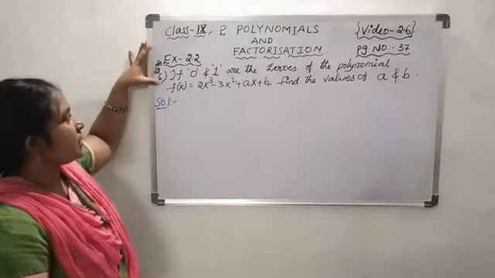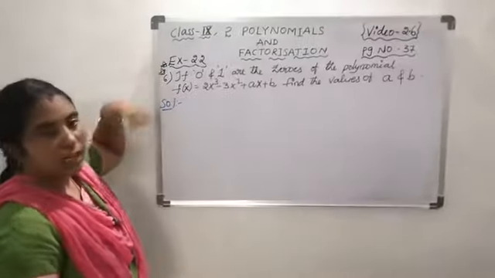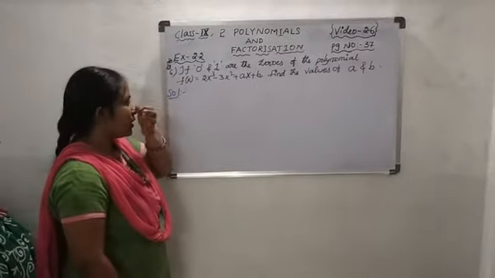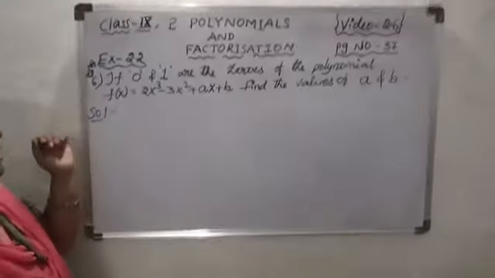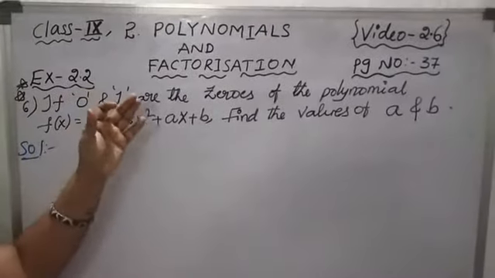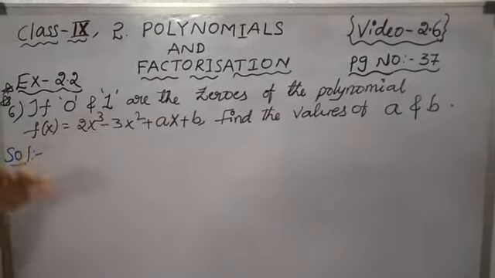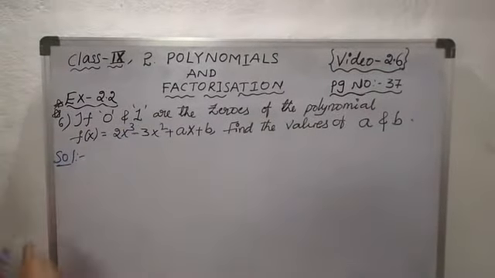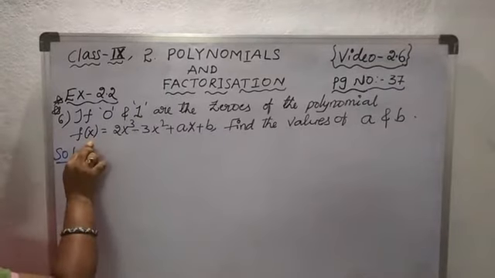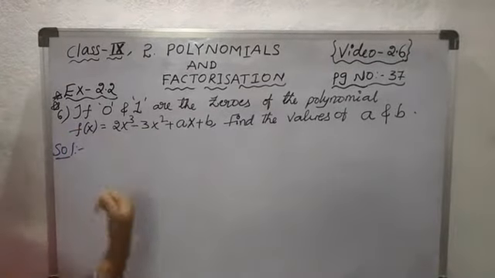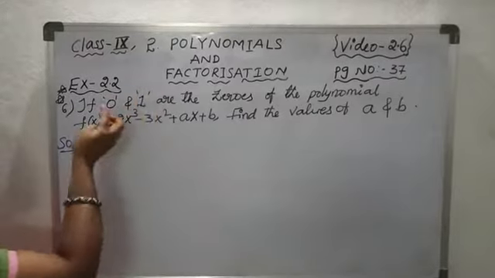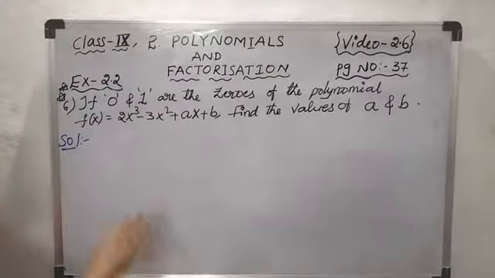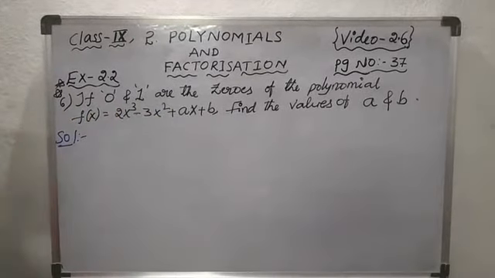This is the last bit in exercise 2.2, and in this exercise the 5th bit and 6th bit are most important from the examination point of view. Now the last question: if 0 and 1 are the zeros of the polynomial. Already in the question they mentioned 0 and 1. These two numbers are the zeros of the polynomial. Means if we substitute 0 in the place of x in the given polynomial, we are getting the value 0, and if we substitute 1 in the place of x, we are also getting the total 0. That's why 0 and 1 are the zeros of the polynomial.